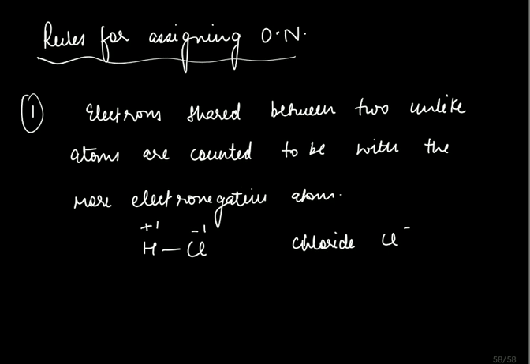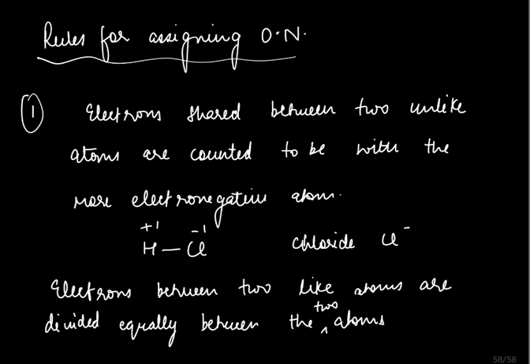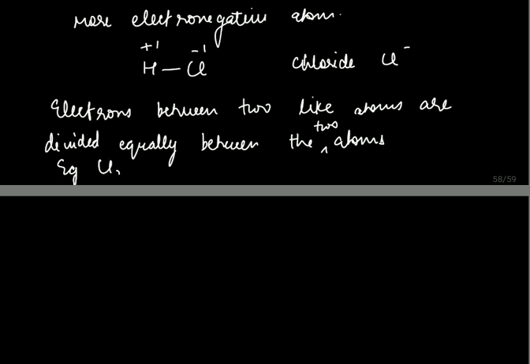Then if we have like atoms, electrons between two like atoms are divided equally between the two atoms. The examples that we are talking about: chlorine molecule, oxygen molecule, nitrogen molecule, hydrogen molecule, so many are there.